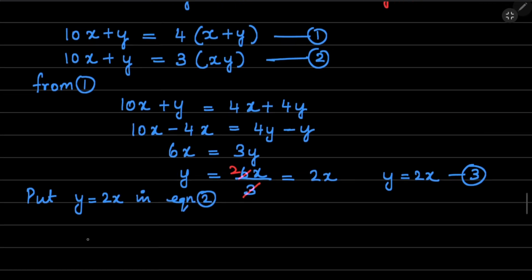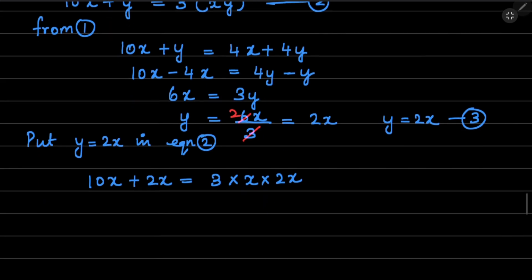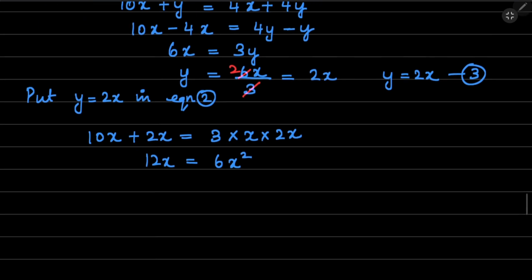So in equation 2, what is the equation? 10x plus, in place of y, I will write 2x, equal to 3 multiplied by x multiplied by, in place of y, 2x. Just solve. 10x plus 2x is 12x, equal to 3 twos are 6, x square. Bring all the x terms to one side. So you have 6x square minus 12x, because 12x goes to the right-hand side and becomes negative, equal to 0.